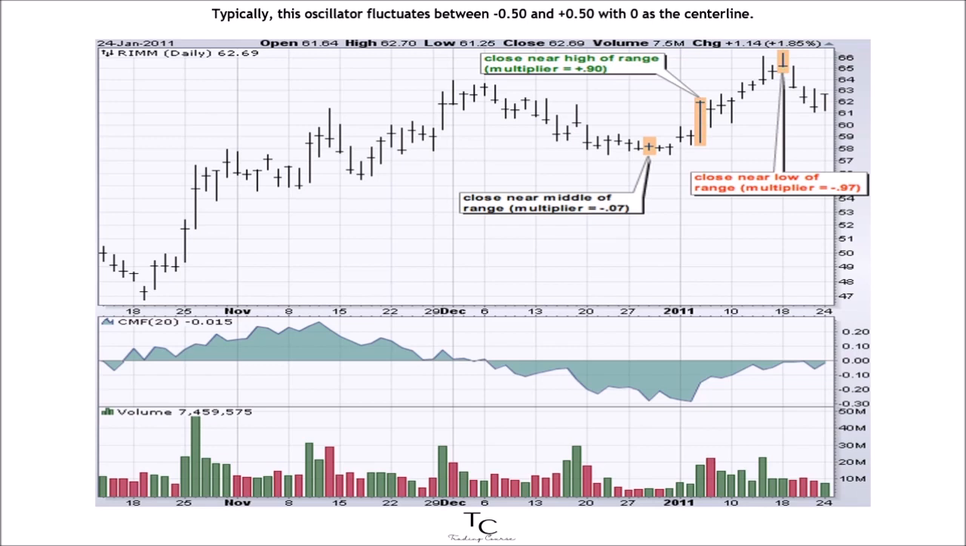Typically, this oscillator fluctuates between -0.50 and +0.50 with 0 as the center line. Chaikin money flow measures buying and selling pressure for a given period of time. A move into positive territory indicates buying pressure, while a move into negative territory indicates selling pressure.